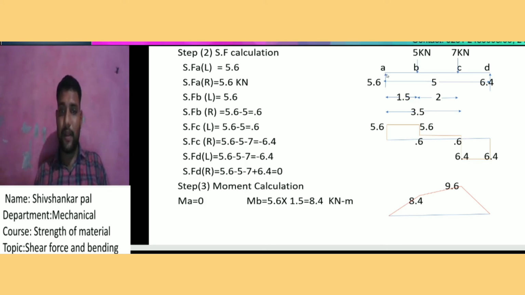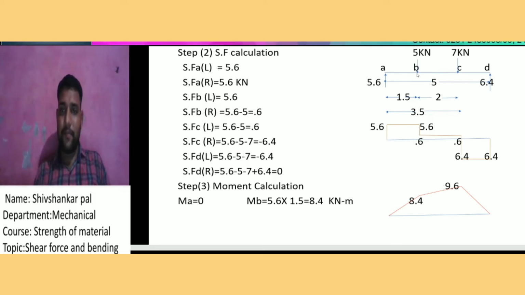Moment at point A. At point A, after any loading, the moment about point A has no force acting on it, so the moment at point A is equal to 0.